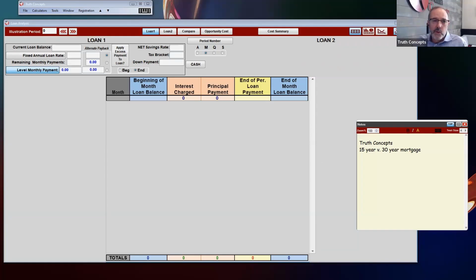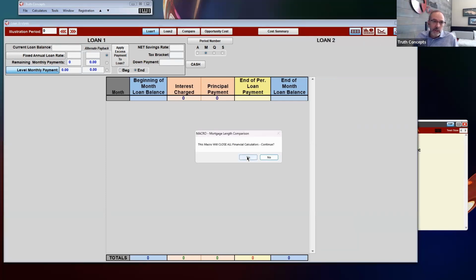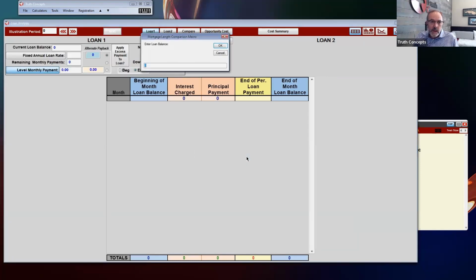Okay, so let's take a quick look at the difference between a 15-year mortgage and a 30-year mortgage using the loan analysis calculator. And the first thing we need to know is what is our loan balance. So if we had a $500,000 house that we could get 80% loan to value, we'd have a $400,000 loan balance. And let's use a 6% loan rate.